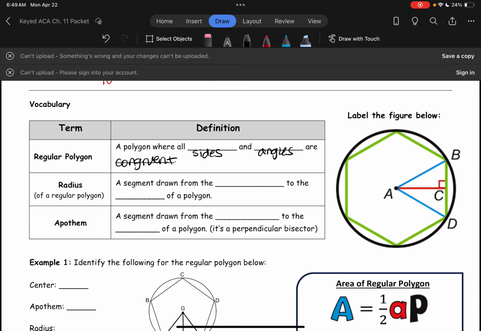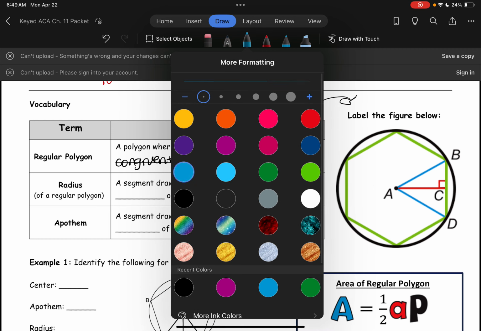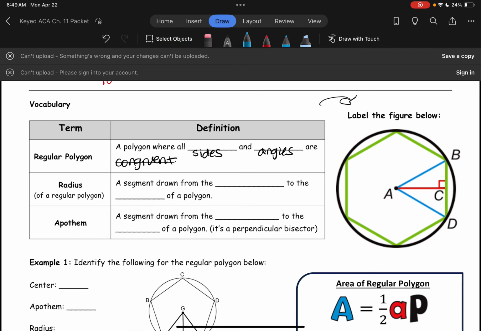And now we jump into something known as the radius of a regular polygon. So in this picture to the right, what we have here is a regular polygon outlined in green. And our radius, okay, let me make sure I'm color coding this here. Our radius is going to be defined as the segment drawn from the center to the vertex of a polygon, okay? So this right here can be understood to be a radius. AB is a radius to that polygon. AD is also a radius to the polygon.